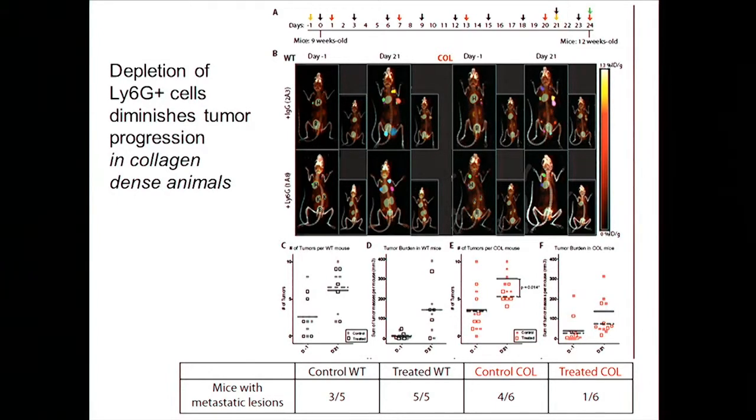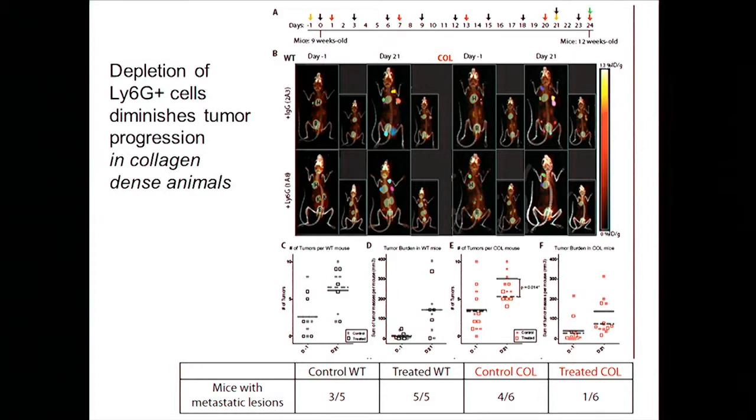And what you see here is these are the wild type animals, and over time, from day 1 to day 21, the tumors grow, and the dotted lines are the treatment, and the solid are the untreated. This is number of tumors and total burden. And here, if we look at the dense collagen animals, there's actually very little growth, and there's a significant difference when we inhibit the neutrophils.